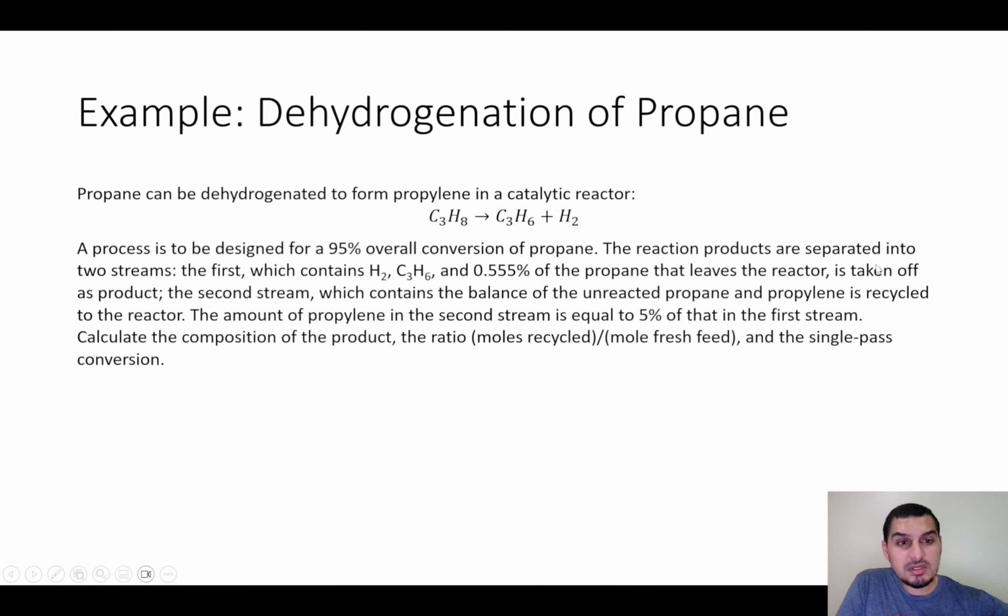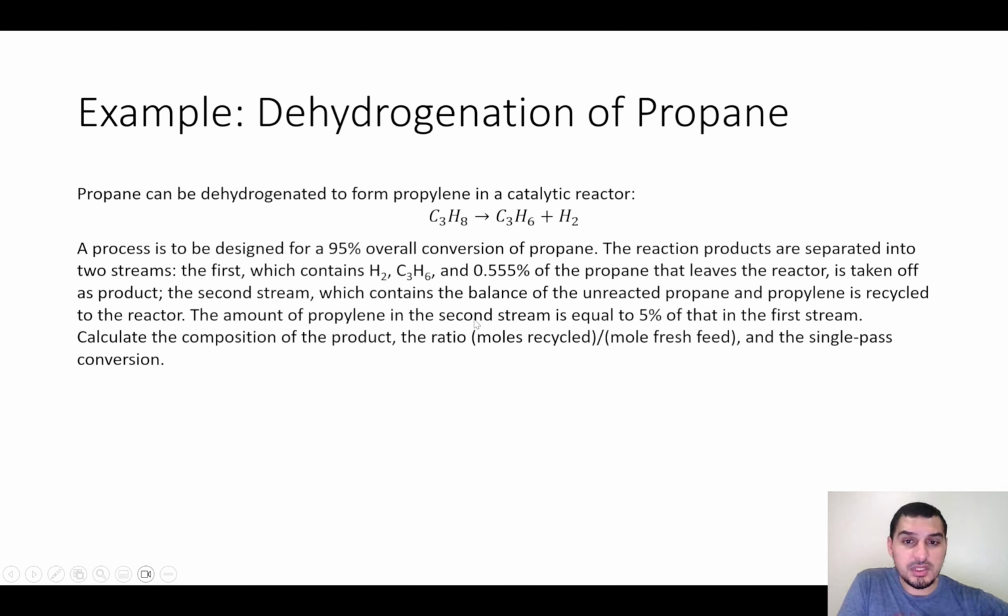The reaction products are separated into two streams. So we have the feed going to the reactor, then we have a separator after the reactor, and this is what it means. The products are separated. The first stream contains hydrogen, propylene, and 0.555% of the propane that leaves the reactor, and it's taken off as a product. Then the second stream, which contains the balance of unreacted propane and propylene, is recycled to the reactor.